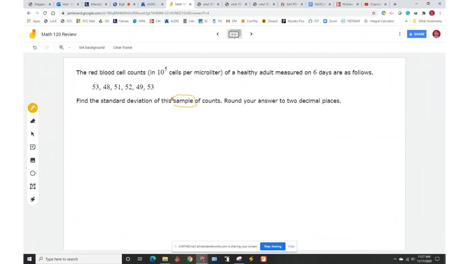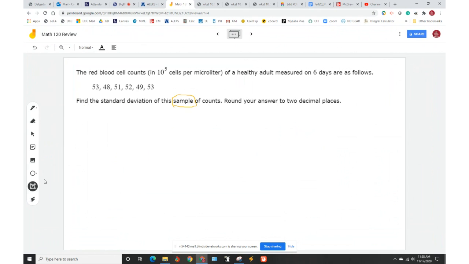This is a sample. What that essentially means is, for that other one, it was talking about the ages of an employee, so that was like everybody that worked in the store. This is more like this person is getting their red blood cells counted every day for a month, and we go out and we get a random sample of 6 of those to compensate, because we don't know all of the data. Then we use the sample standard deviation.